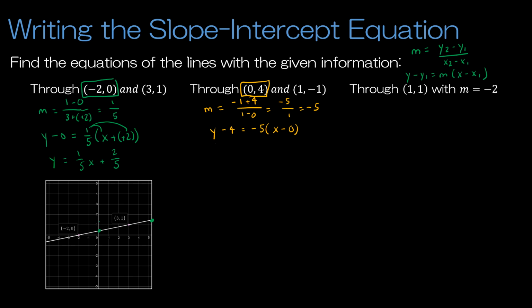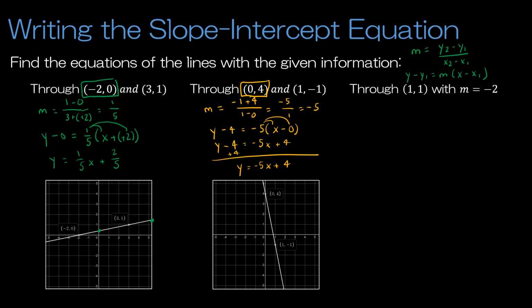On the left-hand side, I have y minus 4. On the right-hand side, negative 5x, and negative 5 times 0 is, of course, 0. So I'm simply going to add 4 to each side and end up with y is equal to negative 5x plus 4. So again, it does appear that our line goes through positive 4 and has a slope of down 5 to the right 1 to get to the next point.